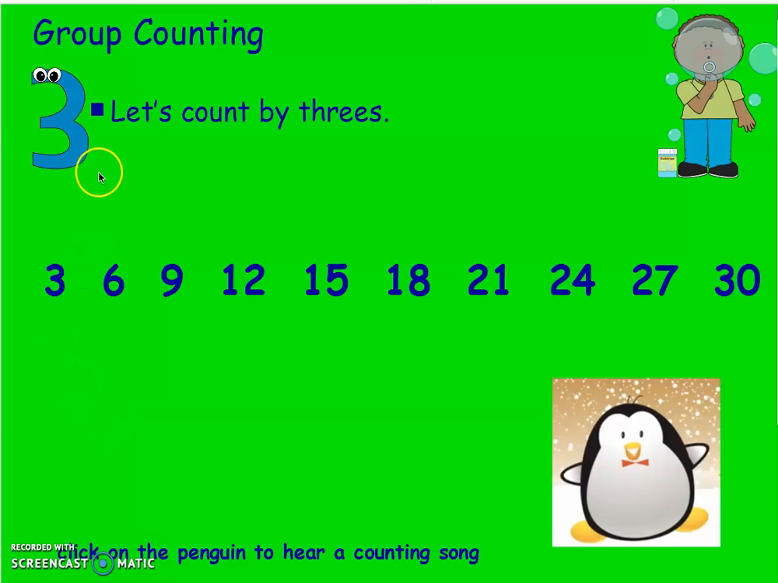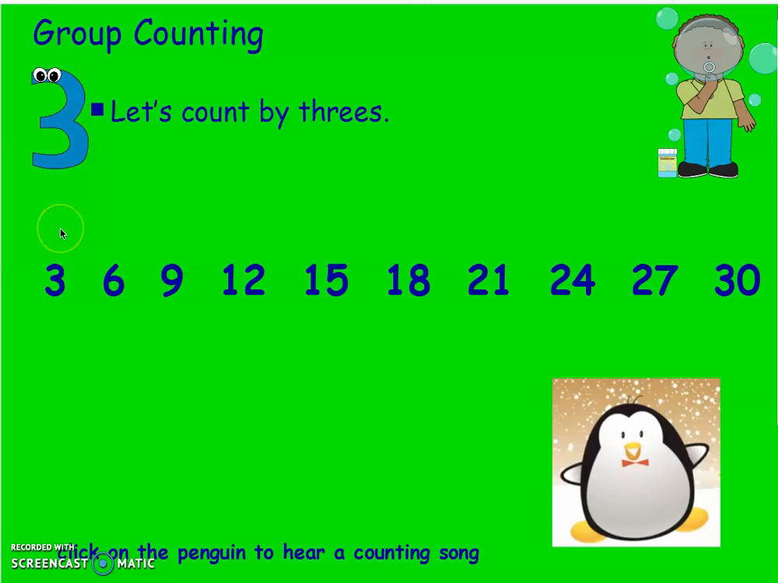So let's try. 3, 6, 9, 12, 15, 18, 21, 24, 27, 30. So let's try that again. And remember, if the mouse shakes like this, that's going to be our fist, meaning stop. 3, 6, 9, 12, 15. Stop. Let's try going backwards. So from 15, we're going to count backwards. 15, 12, 9, 6, 3.